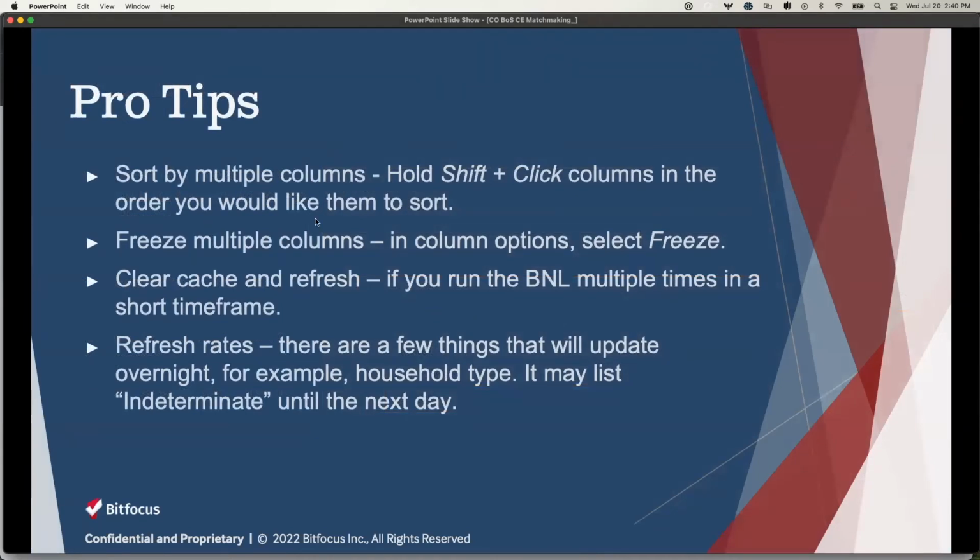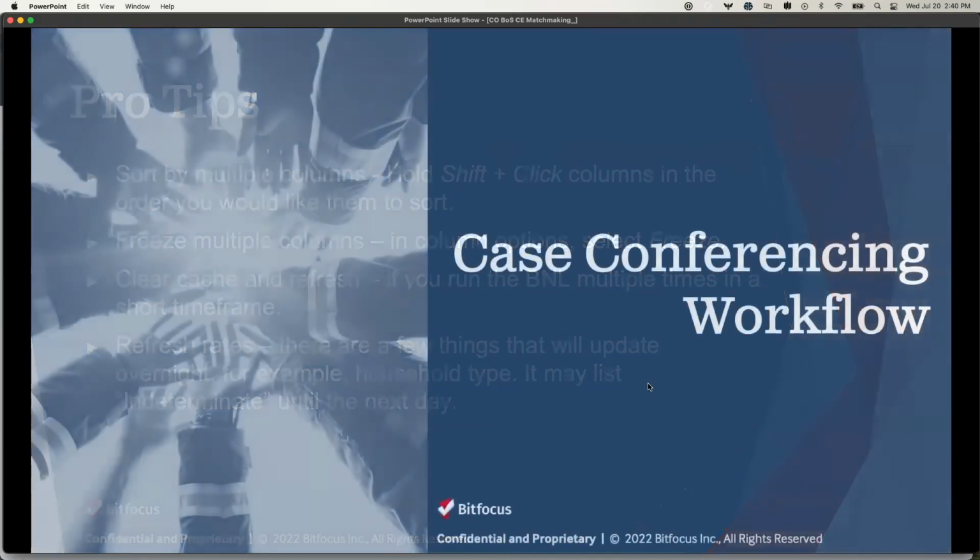These are some of the things we just talked through. The last one I want to highlight is that different items have different refresh rates. There aren't many things like this, but there are a few, for example your household type, that it's going to calculate overnight. So sometimes when you refresh that list, you might not see those things updated. I've noticed that sometimes it'll say indeterminate household, but then the next day it'll update to the accurate information about that household. So you won't see too much of that, but just be mindful.